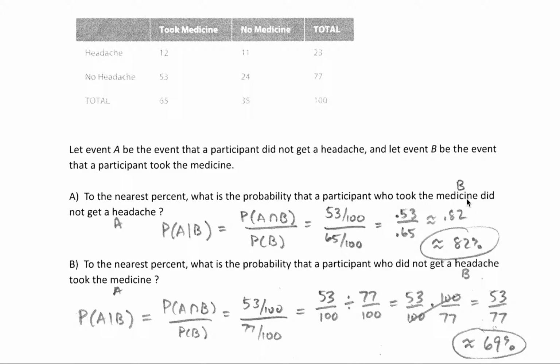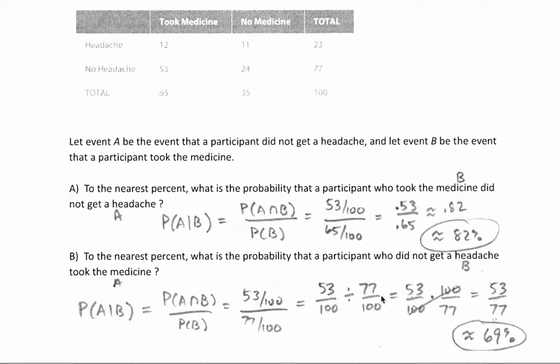Of the people who took the medicine, how many did not get a headache? So this is our sample space. How many people took the medicine? Well, we got 65 people who took the medicine. Of those 65, how many did not get a headache? Well, 53 did not get a headache. So 53 out of 65. We could have got there a lot faster by simply thinking a little bit before we plug crazy stuff into an equation.